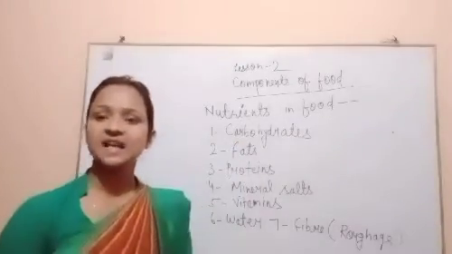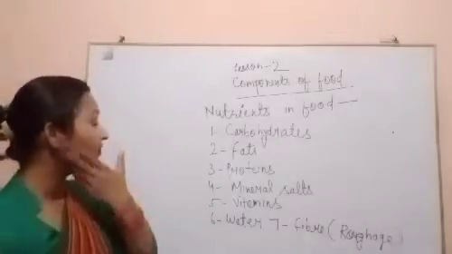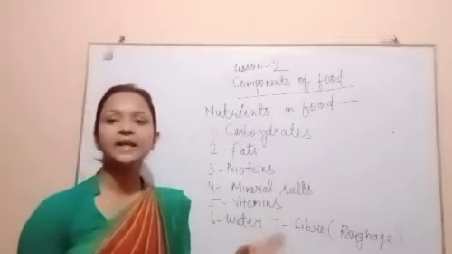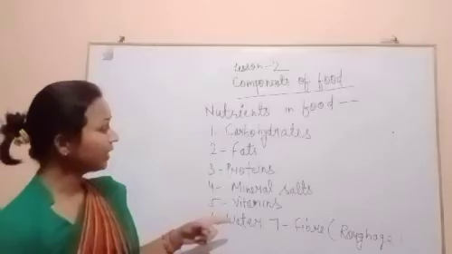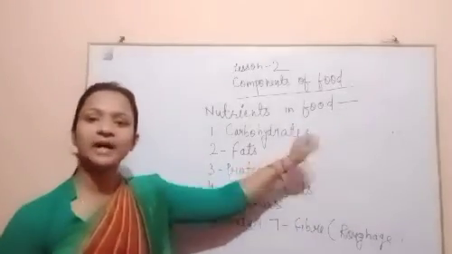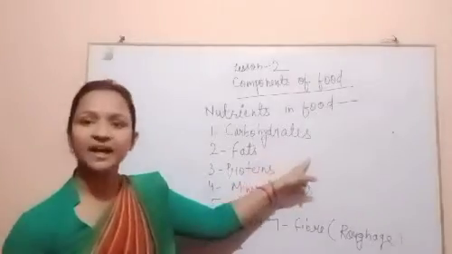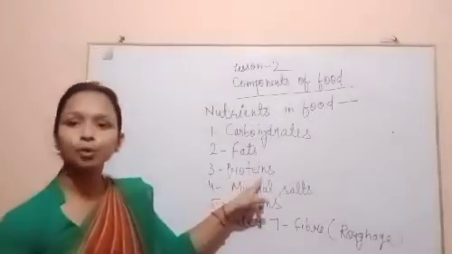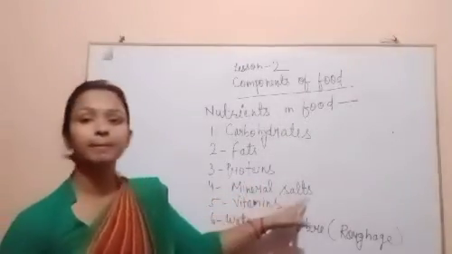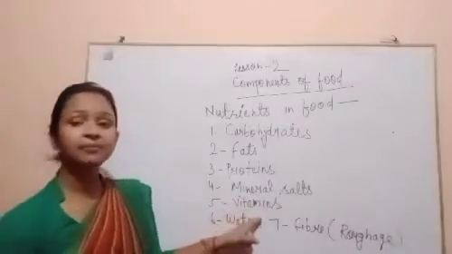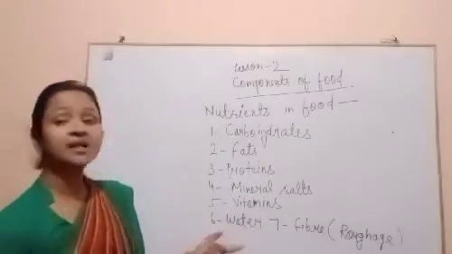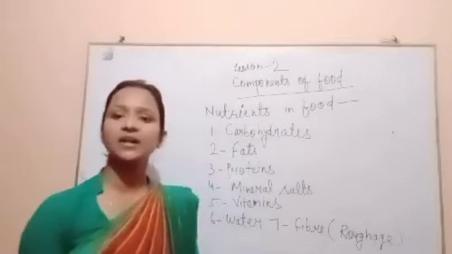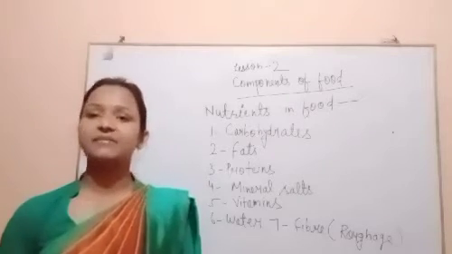So these are the 7 nutrients which are required for our body. They are very important and essential. First, carbohydrates. Second, fats. Third, proteins. Fourth, mineral salts. Fifth, vitamins. Sixth, water. Seventh, fiber, which is also called roughage.